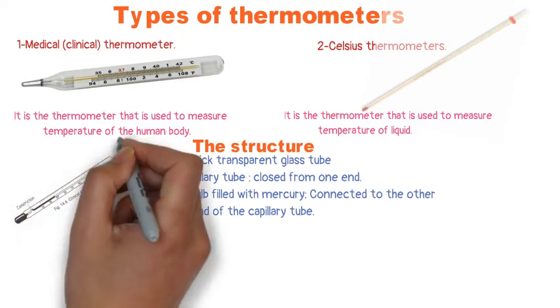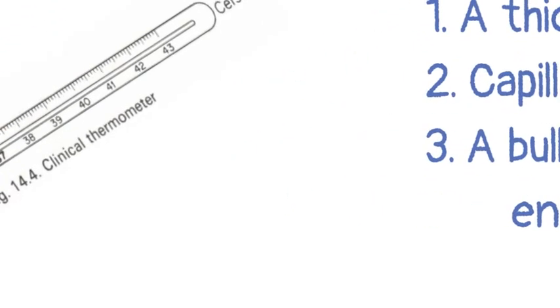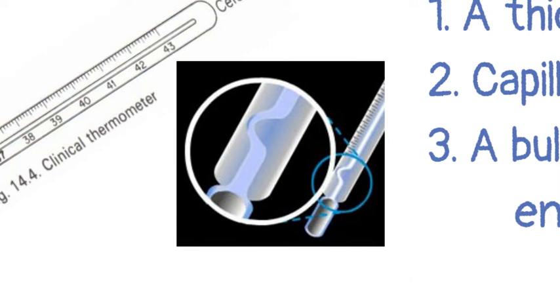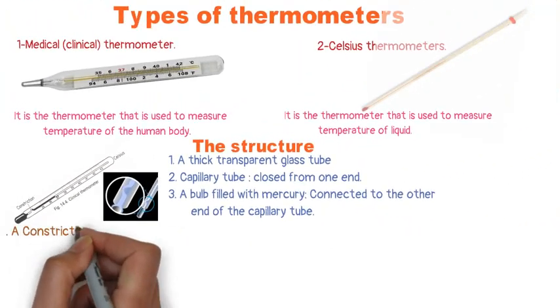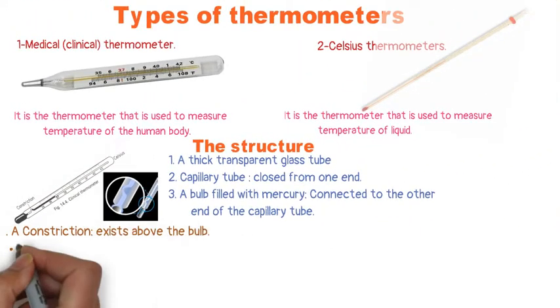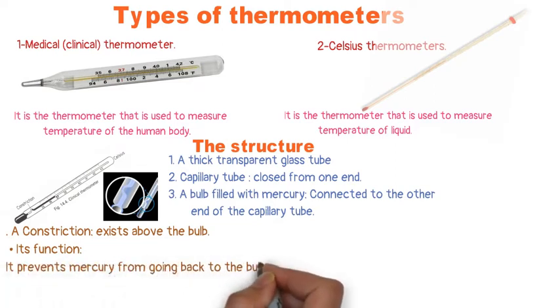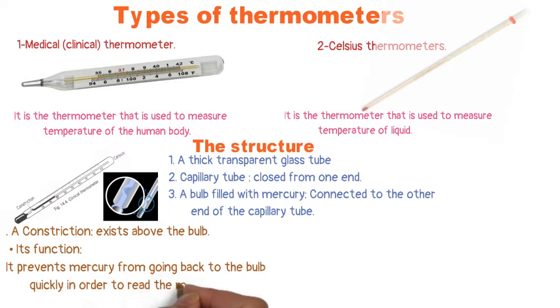So what's the difference between them? The difference is that the medical thermometer has a constriction. This constriction exists above the bulb, and its function is to prevent mercury from returning to the bulb quickly in order to read the measurement easily.